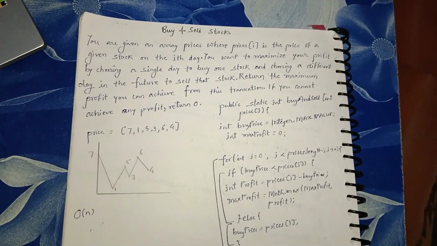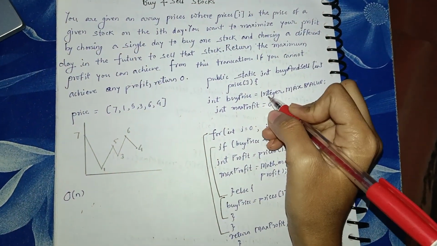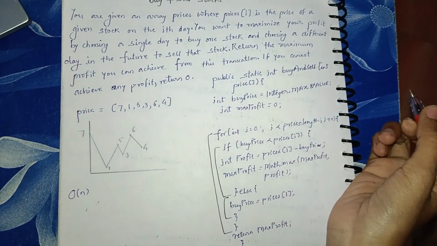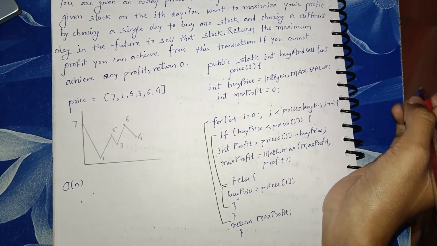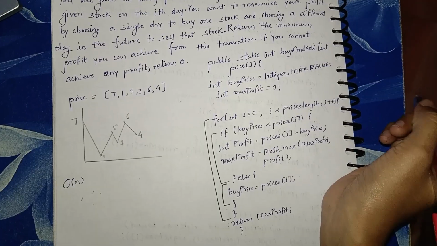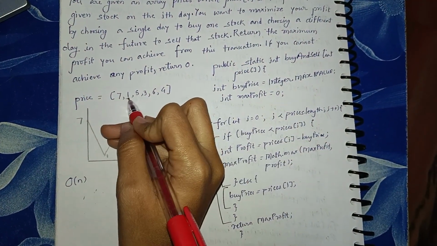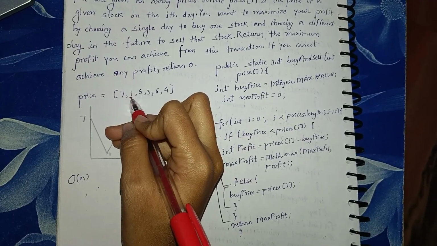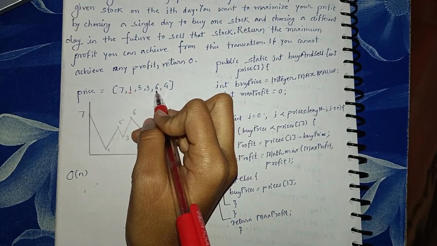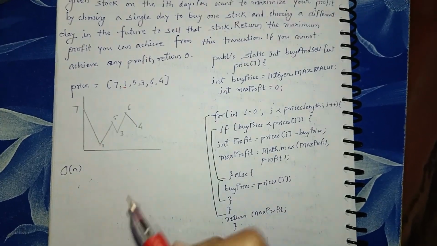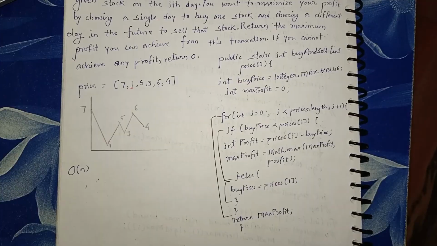Now I am showing you the solution of buy and sell stock. This is the optimal solution for buy and sell stock. In this problem, if we want to buy any stock, we will buy it when the stock price is lower, and we sell it when the market price is higher. And we can't sell and buy the stock on the same day.